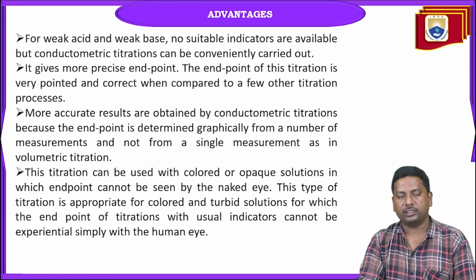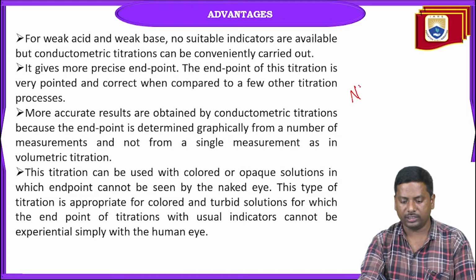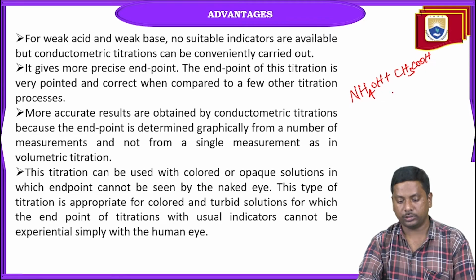Now we see the next advantage of conductometric titrations. For weak acids and weak bases, no suitable indicators are available, but conductometric titrations can be conveniently carried out. For example, in the case of a strong acid and strong base, HCl reacts with sodium hydroxide, and there is no problem using classical methods of analysis. But with a weak acid and weak base, ammonium hydroxide is a weak base and acetic acid is a weak acid, giving the final product of the neutralization reaction.